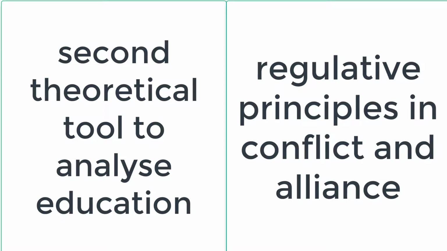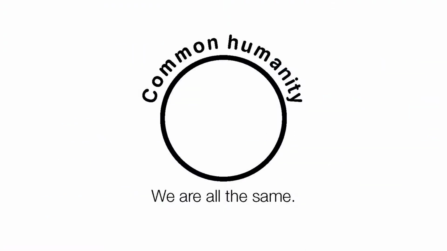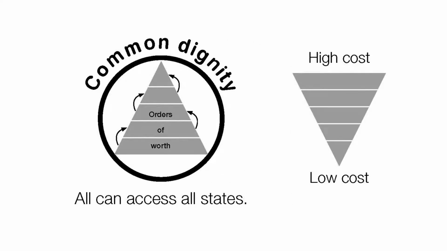The second theoretical tool in education works with regulative principles, the deep heart that informs why we do education. What I did in the last video was give three identifying rules of thumb which would help you to recognize a regulative principle. Basically, you need common humanity. It must work for everyone. Everyone must be included. Number two, common dignity.